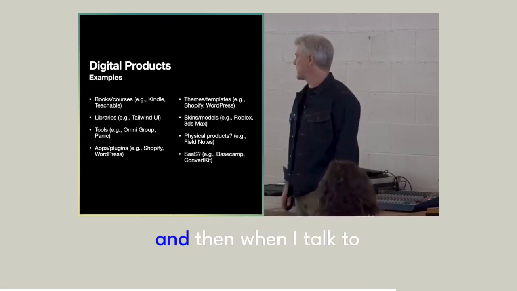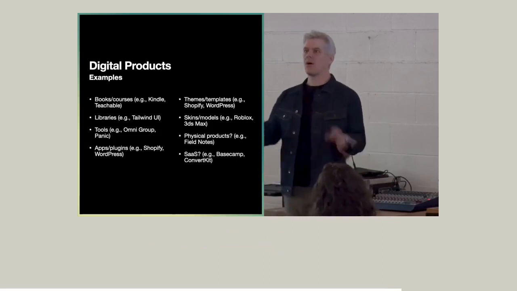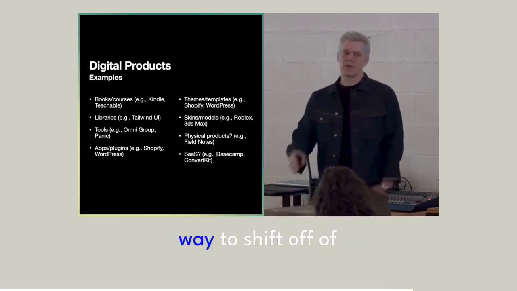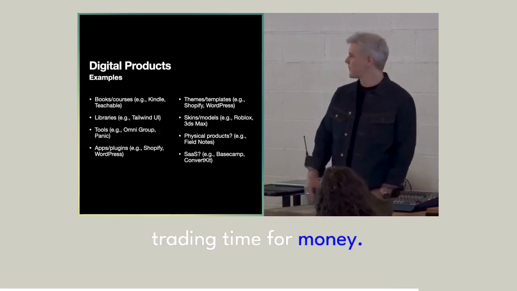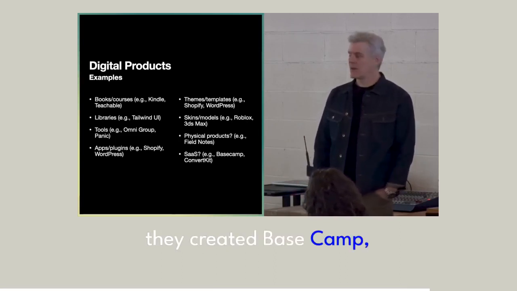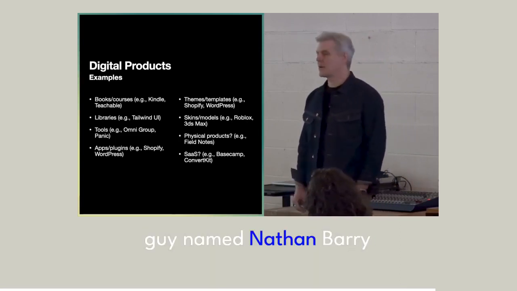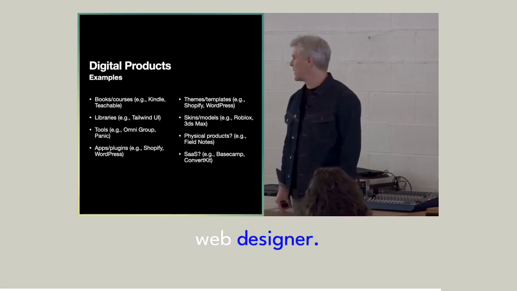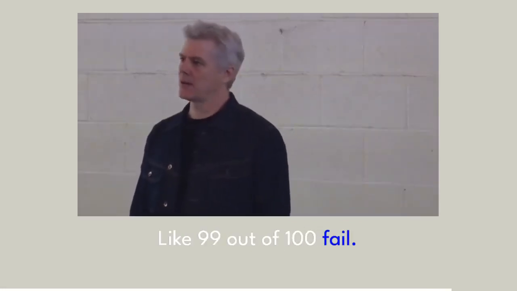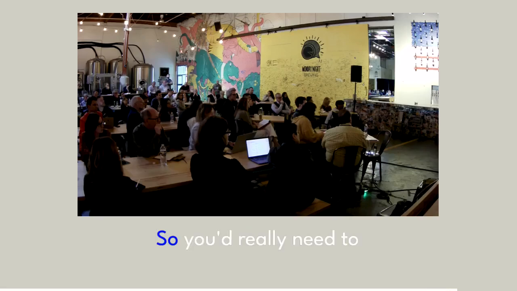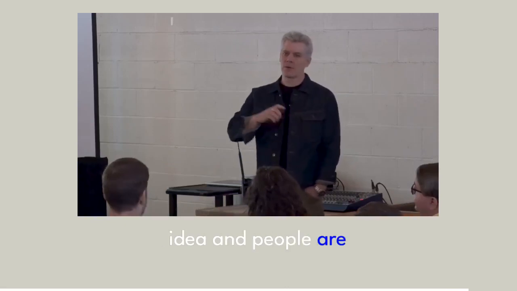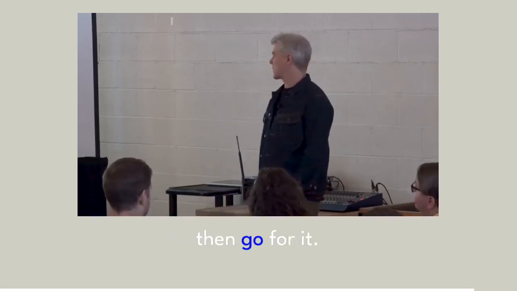And then when I talk to developers, they'll go, oh, I've got an idea for a SaaS. So a SaaS is another great way to shift off of trading time for money. 37 Signals was a web development shop before they created Basecamp. ConvertKit was made by a guy named Nathan Barry, who was a web designer. So you can do that. It's incredibly risky, like 99 out of 100 fail. It's a completely different business model. So I would be very careful about that one, but if you have a great idea and people are already lined up to give you money for it, then go for it.